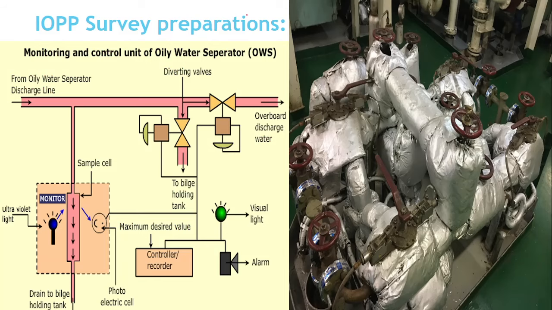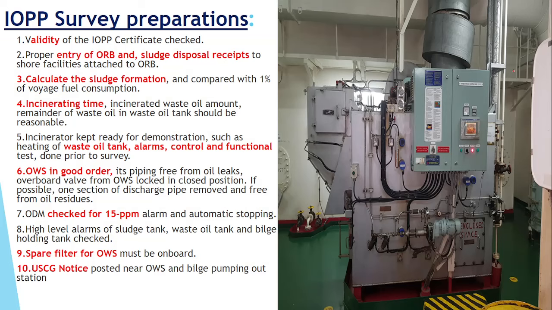After that, you go to the OWS. You talk about whether the OWS 15 ppm alarm is working or not, and whether the overboard valve is locked or not. After that, you talk about whether the ORB record is proper or not, and whether a spare filter is there or not. After that, you talk about whether the pipeline is leakage free or not, and whether the pipeline is in good condition or not.